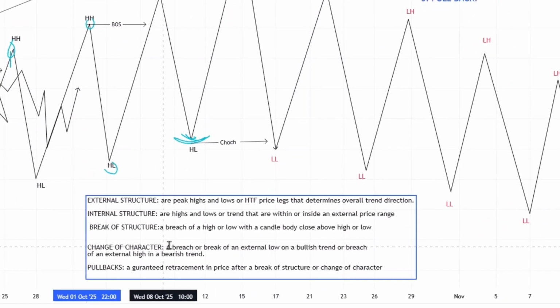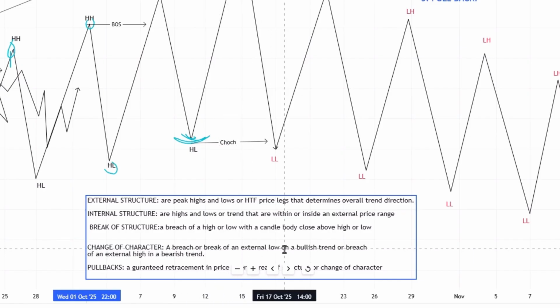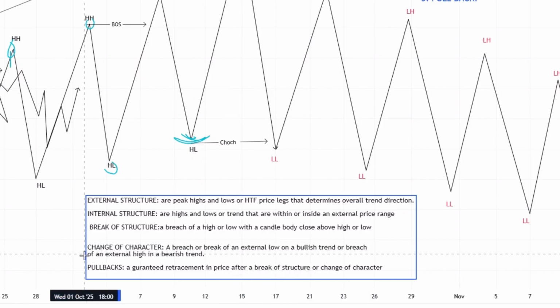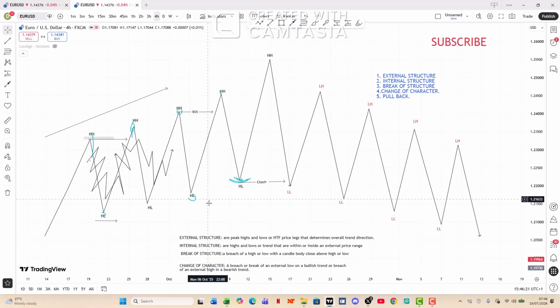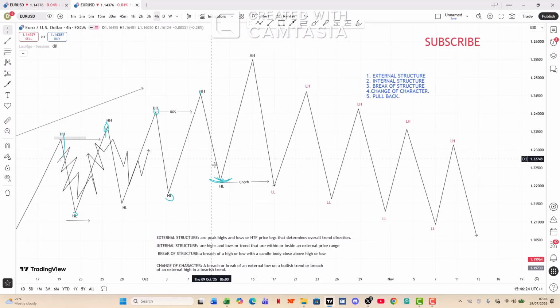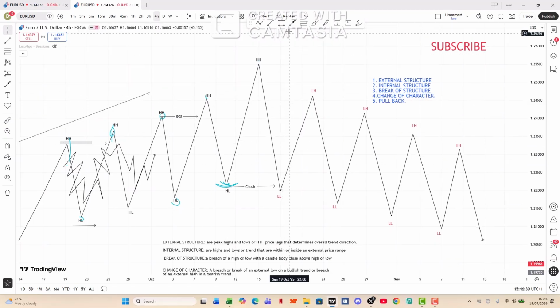Change of character, all right? A breach or break of an external low in a bullish trend, or a breach of an external high in a bearish trend. So a change of character is a breach of an external low in a bullish trend and a breach of an external high in a bearish trend. So that's simply saying a breach of this low, in a bullish trend. These lows are your external lows. This low, this low. So a breach of one of these lows will give you a change of character.